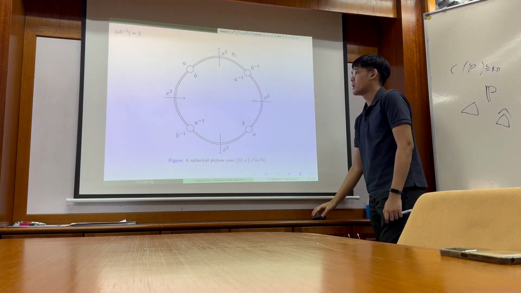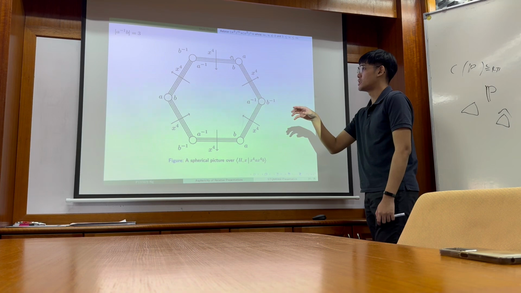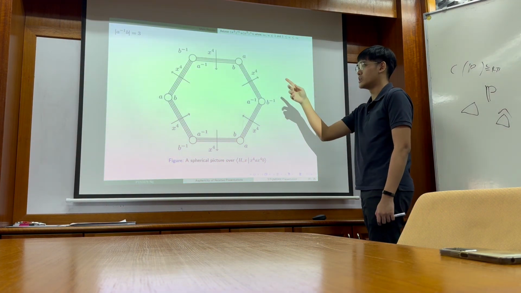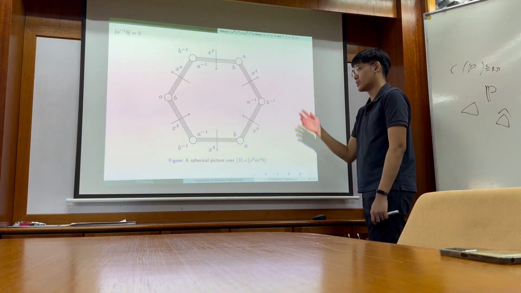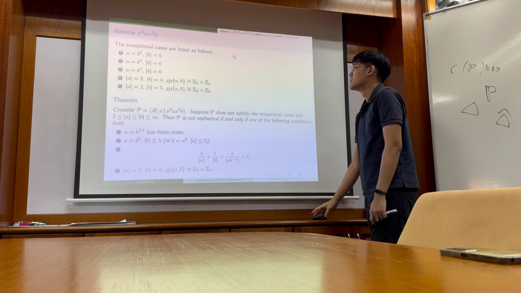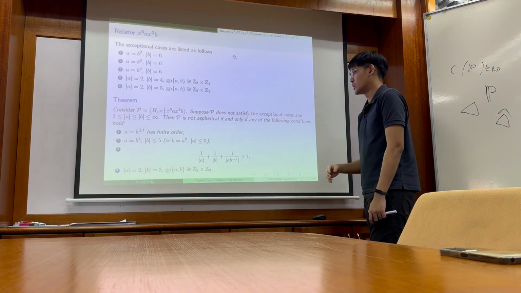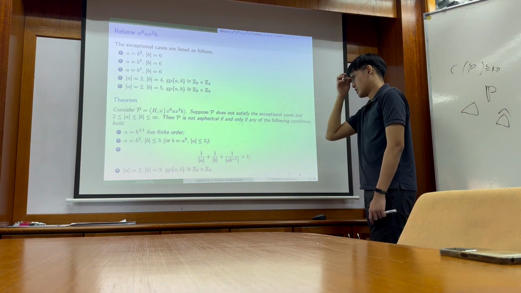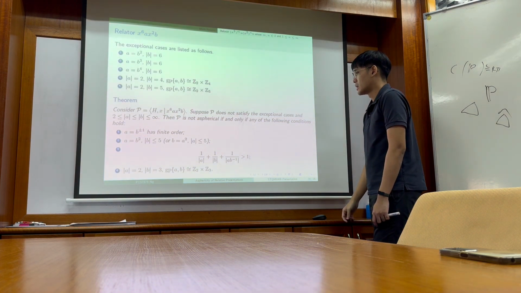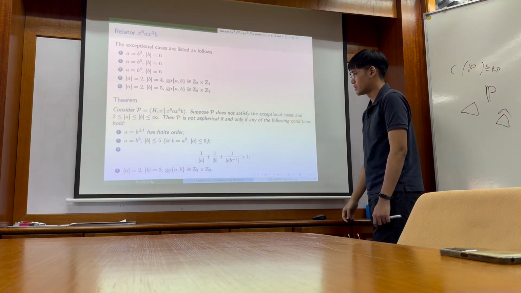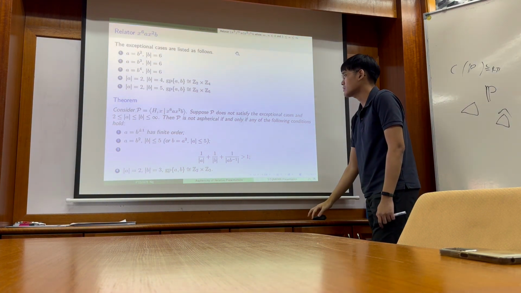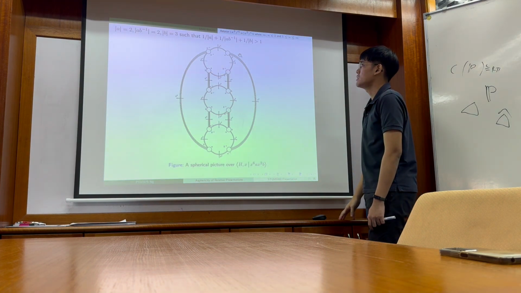but here we consider a spherical picture whereby the order is 3. So we have a hexagon here. So this length 8 can be reduced to length 4, and we give the spherical picture for condition number 3. So we have this picture.